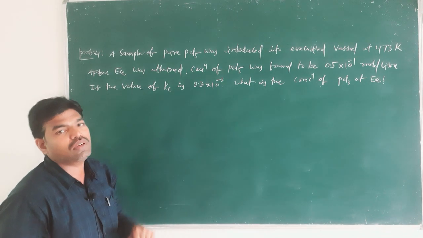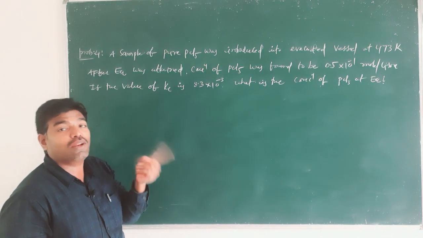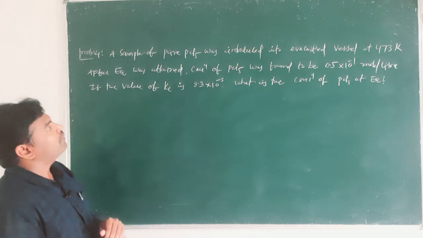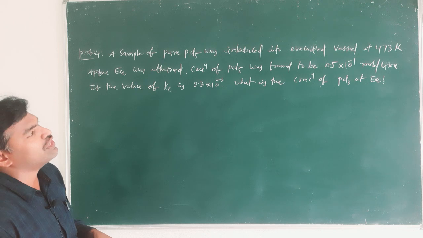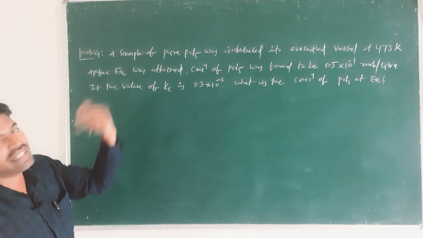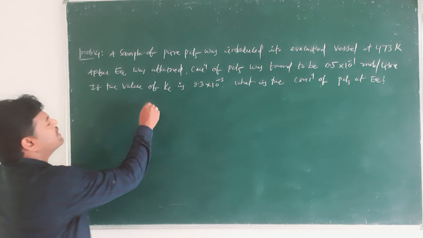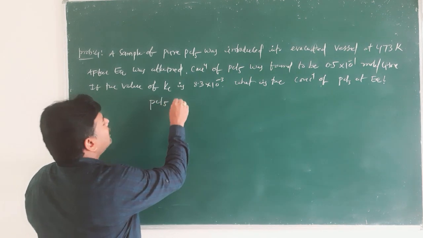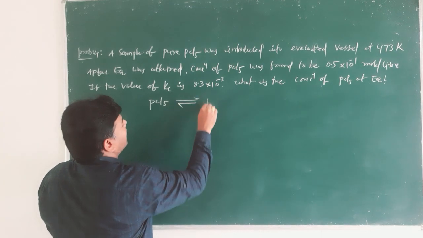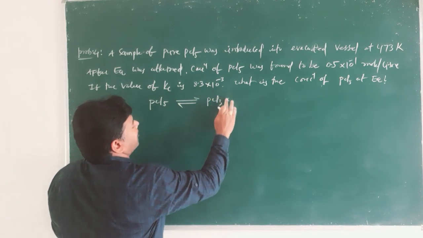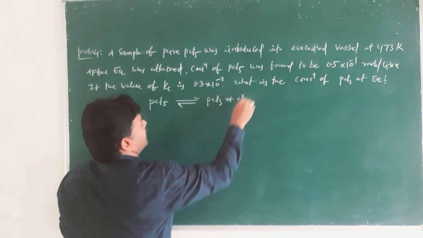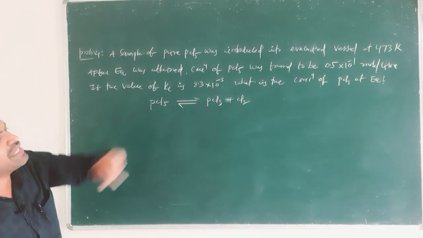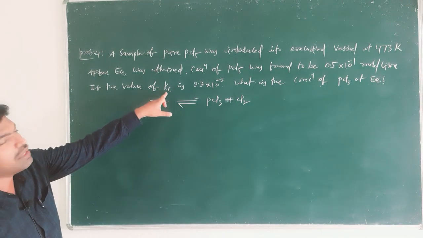Already I told you the equilibrium constant enables us to calculate the equilibrium concentrations of reactants or products. So when PCl5 was introduced into the evacuated vessel, an equilibrium was established, that is PCl5 gives rise to PCl3 plus Cl2, right? They asked to calculate the equilibrium concentration of PCl3, and they gave the equilibrium constant Kc.